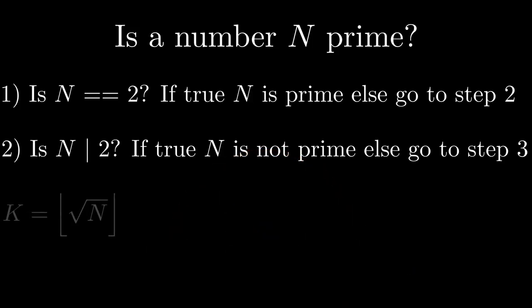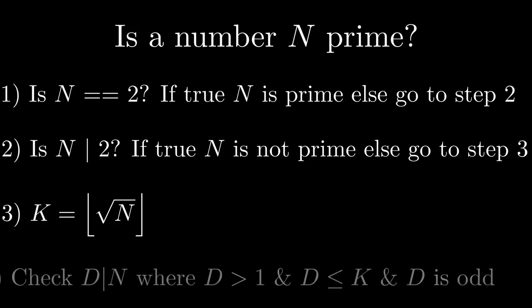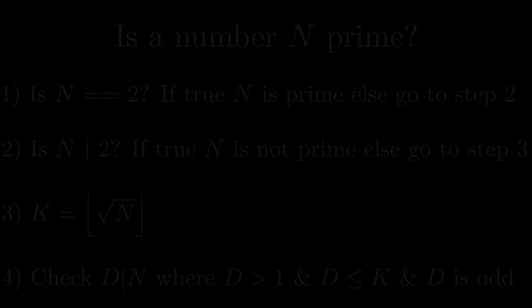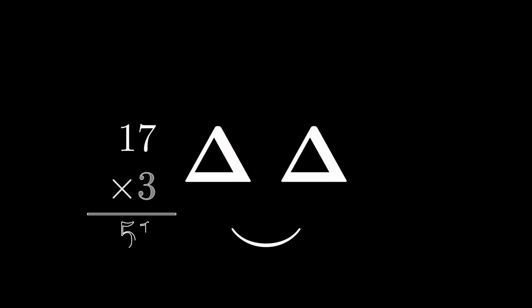The next step is to calculate the square root of n and round down to the nearest integer. We'll call it k. Finally, we check if d divides n, where d is any odd number greater than 1 and less than or equal to k. If r is ever 0, from this series of calculations, we know that n is not prime. Numbers that are not prime are called composite. That is to say, it can be written as a multiplication of other numbers.